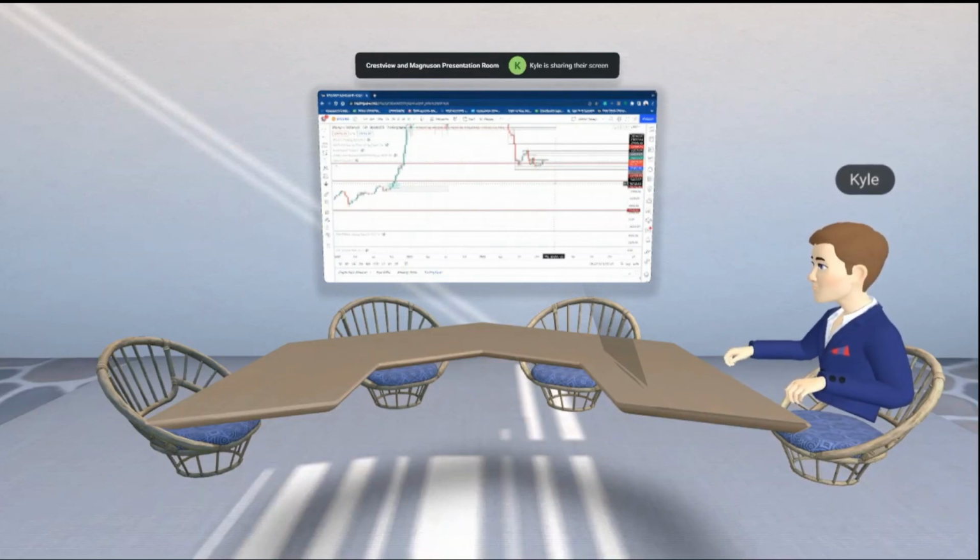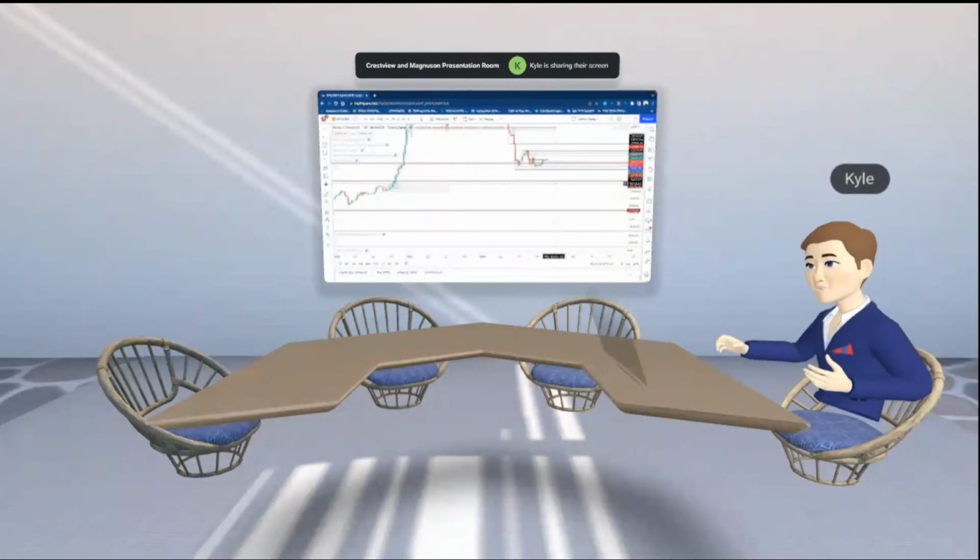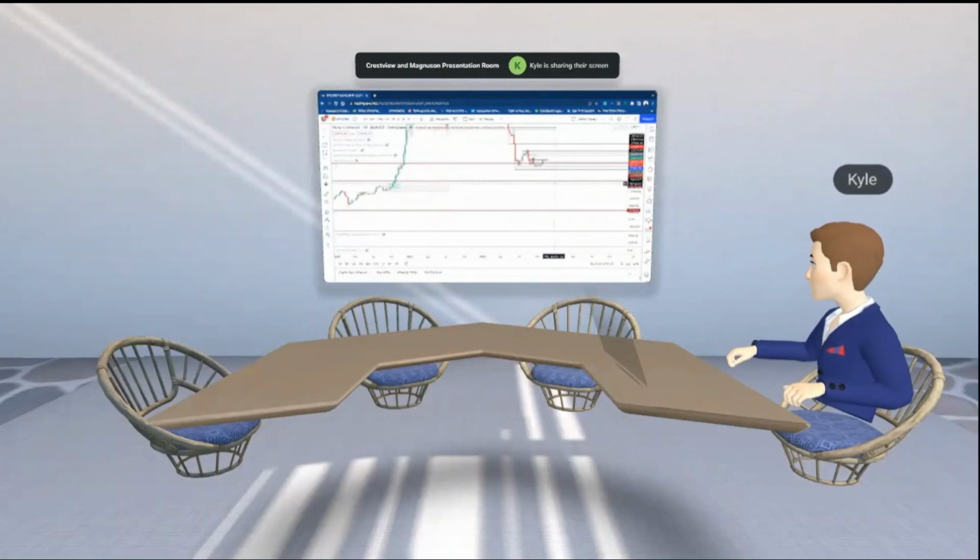So at Crestview and Magnuson, we'd like to be the pioneer for this Metaverse trading webinar style events. So if that's something you guys are interested in, we'll keep doing it. I think I'm going to keep doing it anyway, because I think this is fun. But let's blow this up, get some more traction, and see where it goes.